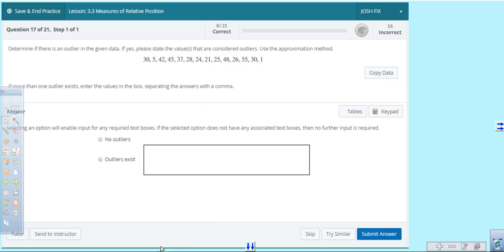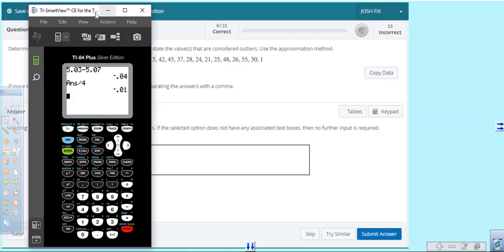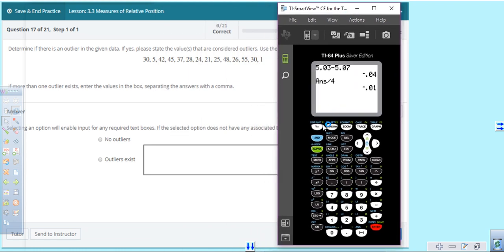So here's our set of data. Once again, we pull up our graphing calculator. If we want to find the interquartile range, the easiest way is to plug these numbers in. So we go to Stat, we go to Edit, we clear our list, and now we type in our numbers: 42, 45, 37, 28, 24, 21, 25, 48, 26, 55, 30, and 1.